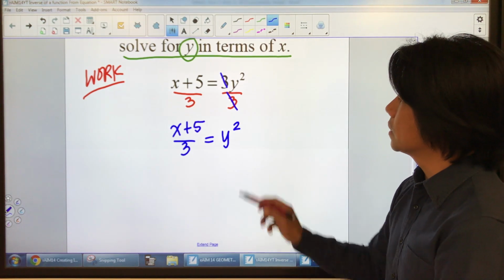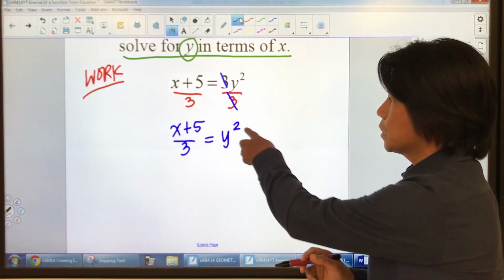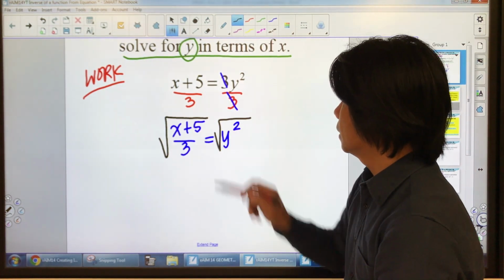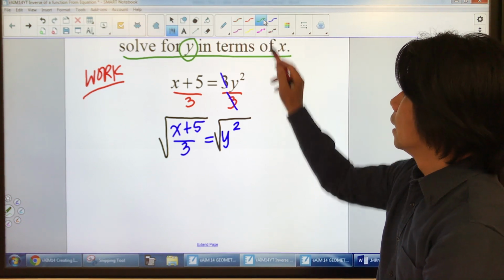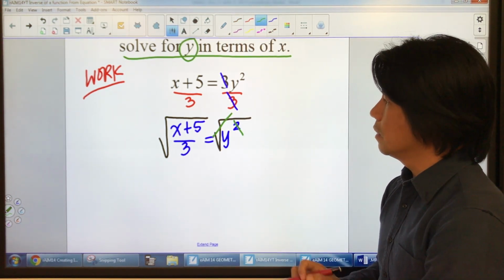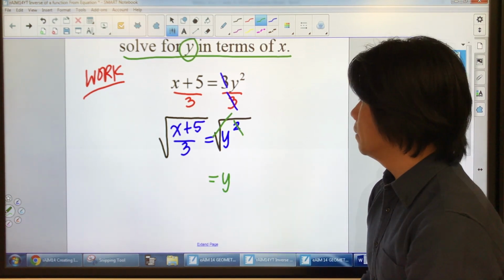Right? What's next? The y is still with the square. And what is the inverse of a square? It's square root. Right? So we get the square root of both sides. And this square is the opposite, or the inverse, of the square root. So the y is now by itself.